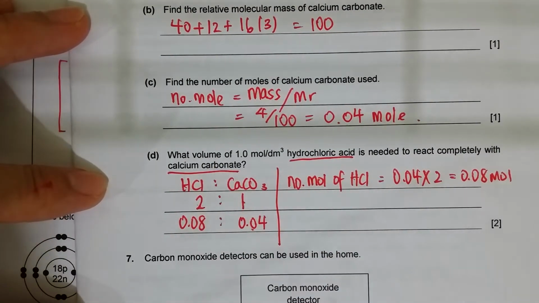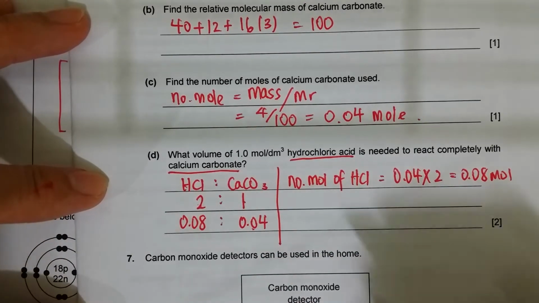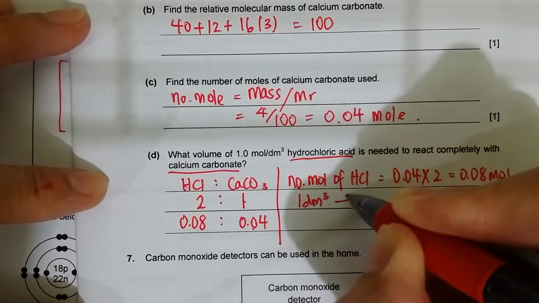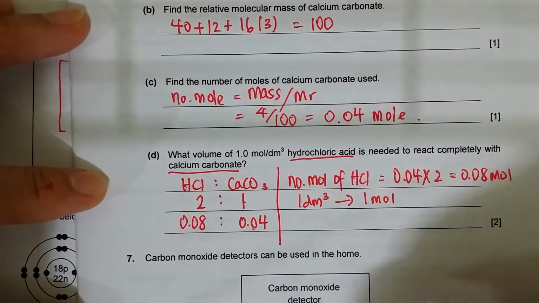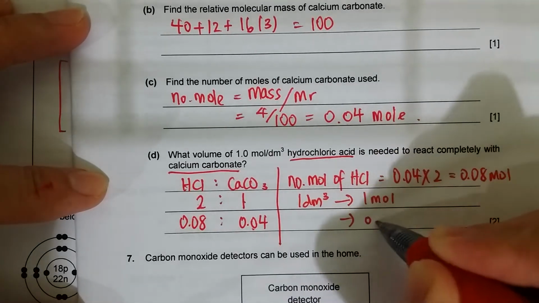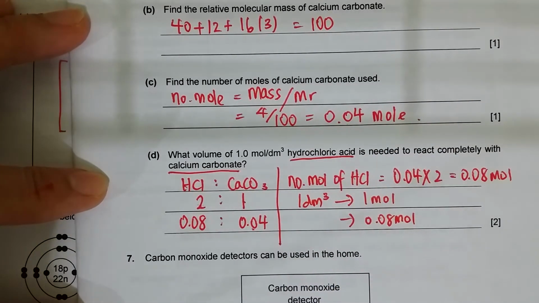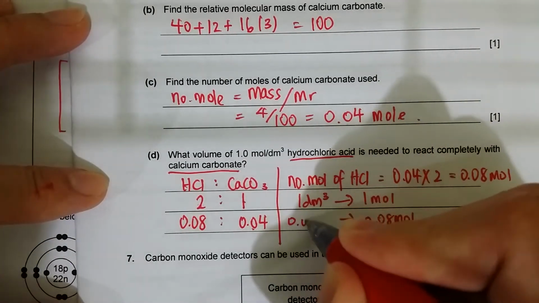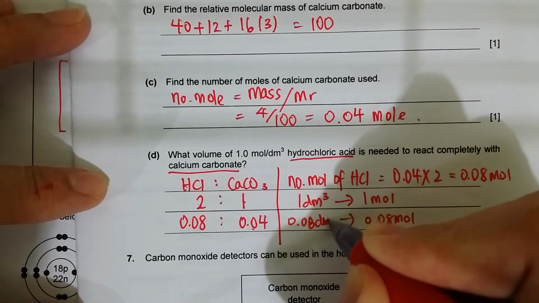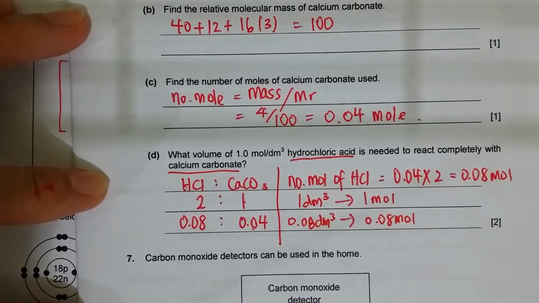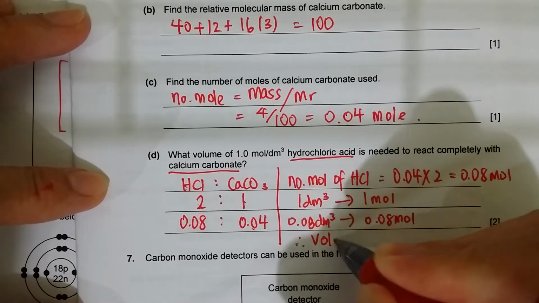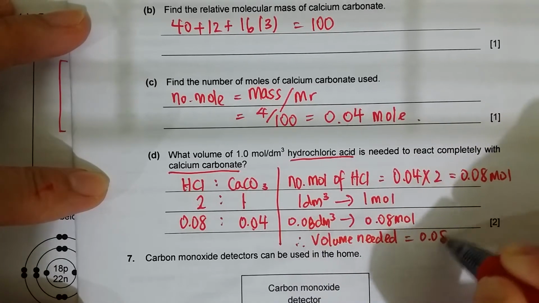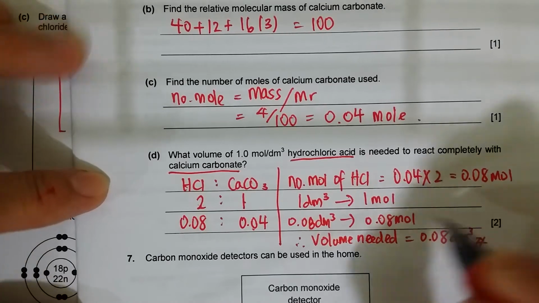But the question wants volume. See, what volume of 1 mole per dm cube? So 1 mole per dm cube, what is the meaning? It means 1 dm cube, 1 mole. Now it is 0.08 mole. So you need how many dm cube? Again, this is just a proportionality question. So you need 0.08 dm cube. So therefore, the volume needed is 0.08 dm cube. That would be the answer.